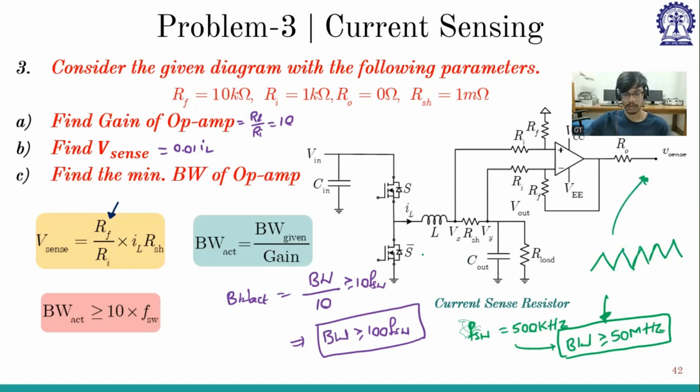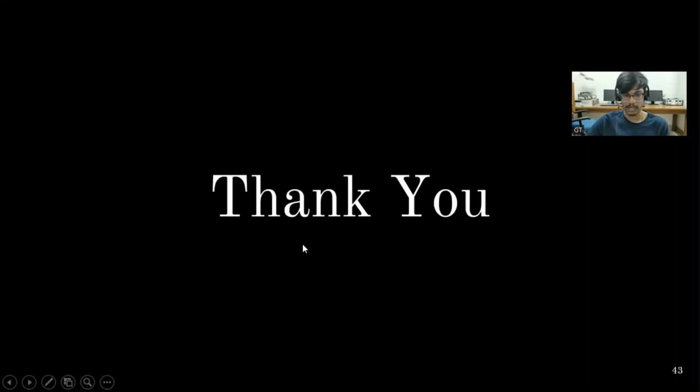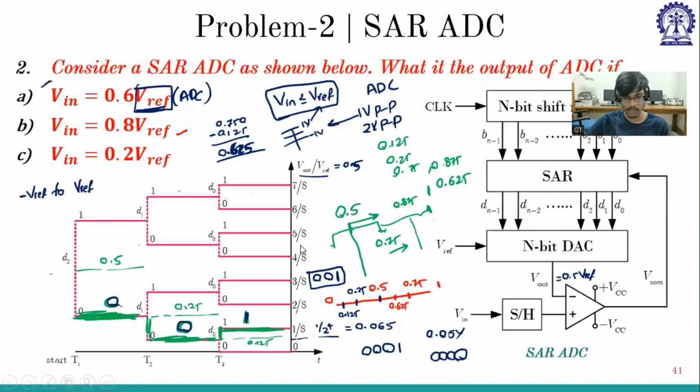Sir, here the bandwidth must be greater than or equal to 100 FSW, right? Yes, if this is the bandwidth of the op-amp at unity gain. Yes. Okay, sir. So if I go back, this completes our presentation, but I just want to show you one thing as you have asked.